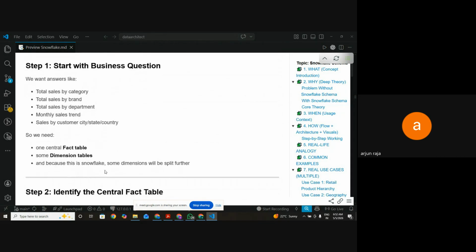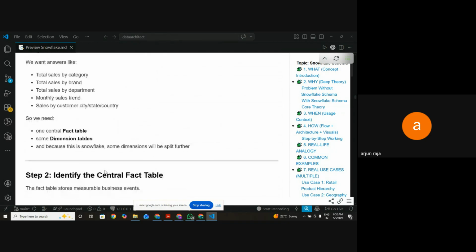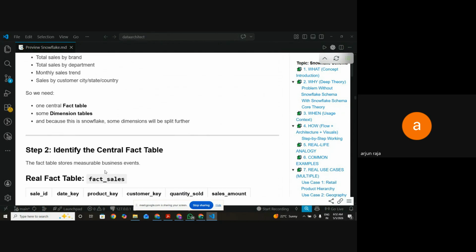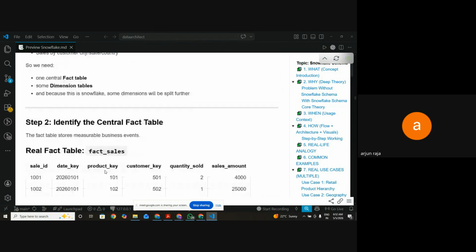Step one: start with the business question. We want answers like total sales by category, total sales by brand, total sales by department, monthly sales trend, sales by customer, city, state, country. So we need one central fact table, some dimension tables, and because this is Snowflake, some dimensions will be split further. Okay.